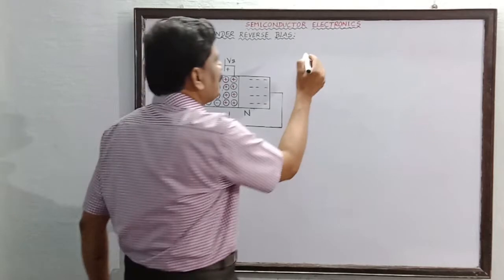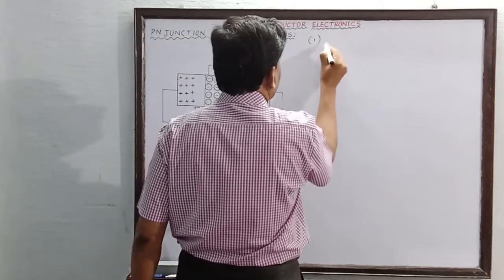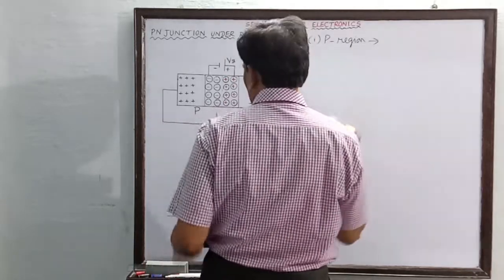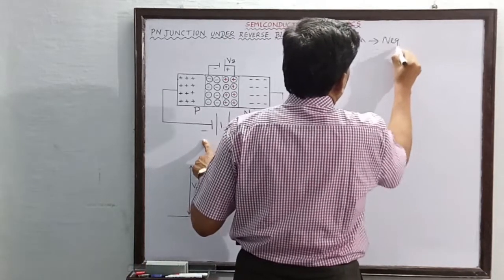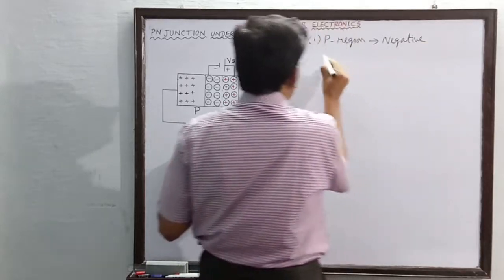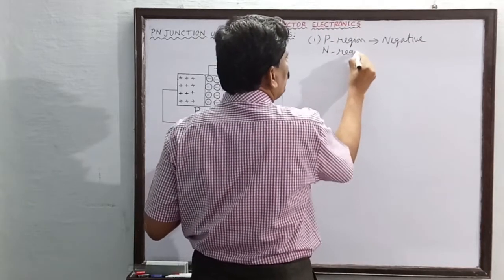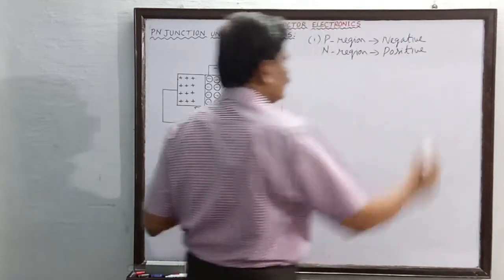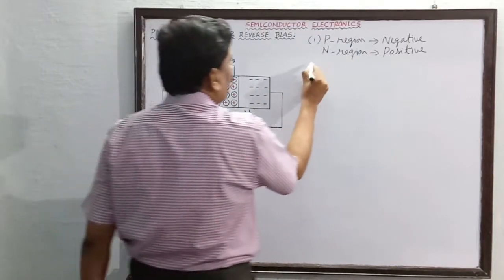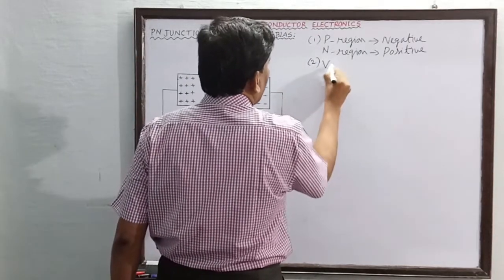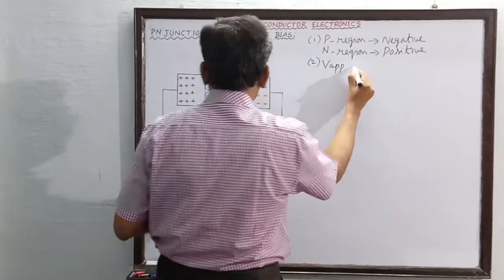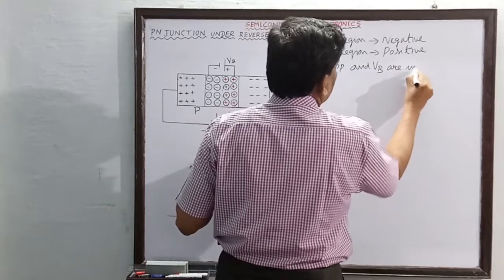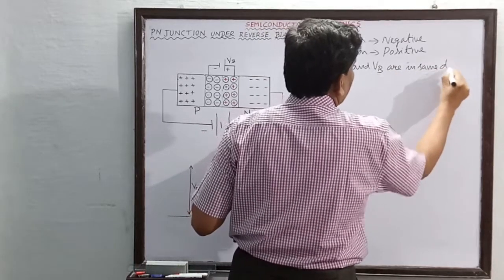Okay, so I am going to summarize the points now. So what is the first point? The P region is connected to the negative terminal of the external battery, and the N region is connected to the positive of the external battery. Okay, students. Now the second point here is V applied and VB are in the same direction.